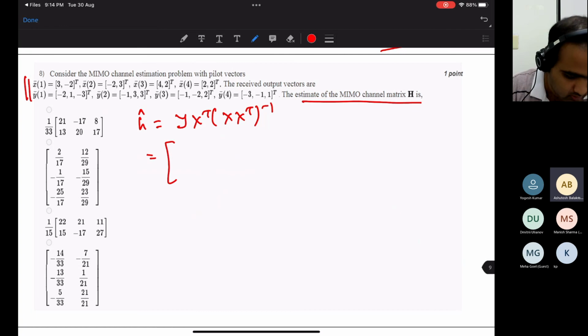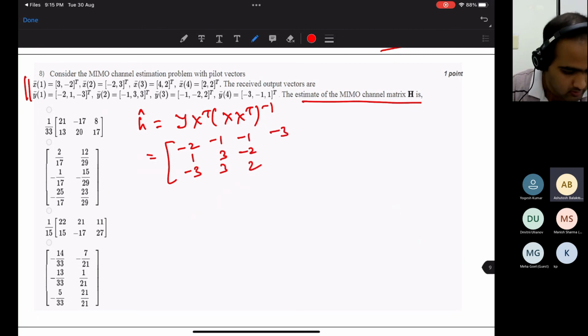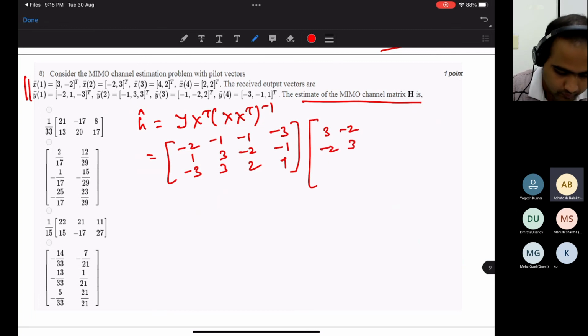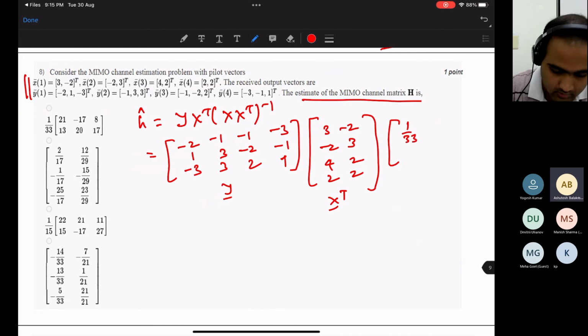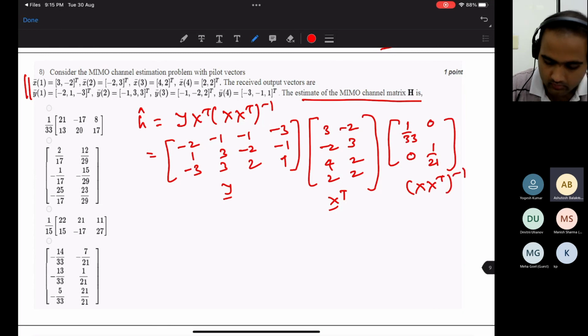So what is y? This is minus 2 1 minus 3 minus 1 3 3 minus 1 minus 2 2 minus 3 minus 1 1. And you have x transpose, 3 minus 2 minus 2 3 4 2 2 2. This is my y, this is my x transpose, and we have 1 by 33, 0, 0, 1 by 21. This is my x transpose inverse. Now we need to multiply all these three matrices together.